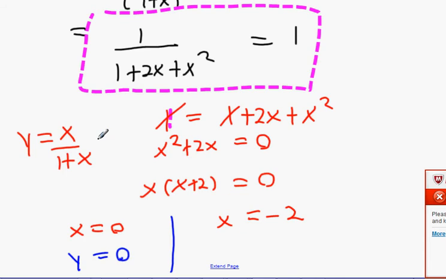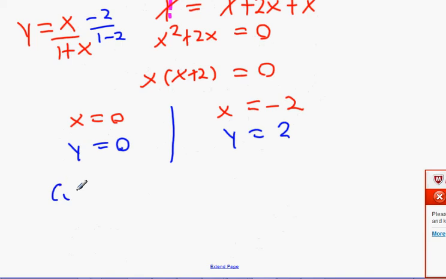Then what about this one here? Replace it with minus 2. Minus 2 over 1 minus 2. Minus 2 over minus 1, which gets you y equals 2. We now have two coordinates: 0, 0 and minus 2, 2.